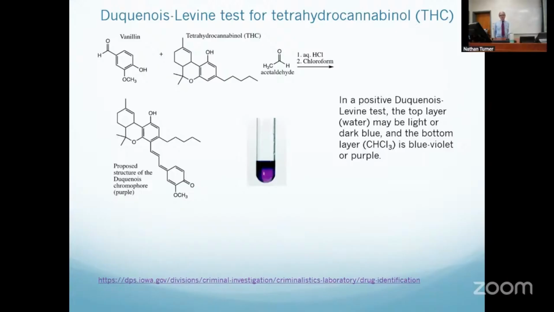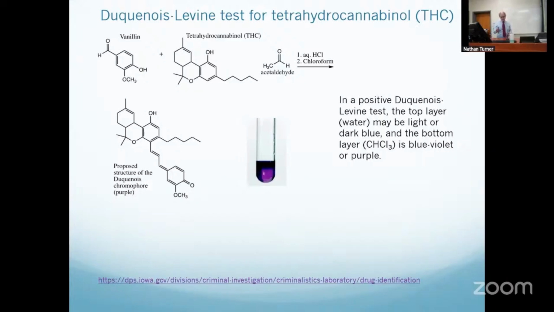Well, in the Duquenois-Levine test, THC, of course, is our substance being tested for, the questioned substance. And vanillin and acetaldehyde and the other substances here are the reagents that we apply in this test. If tetrahydrocannabinol is present, we create the substance shown on the bottom of the slide, which has a kind of violet color to it.